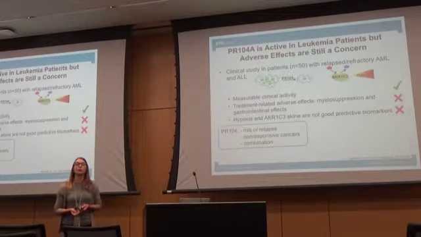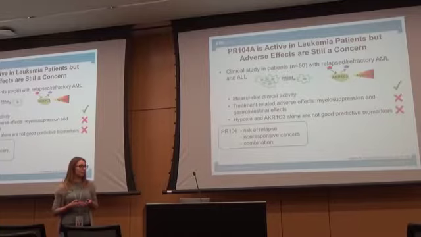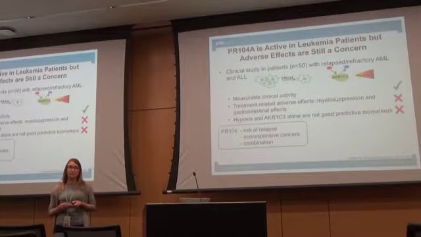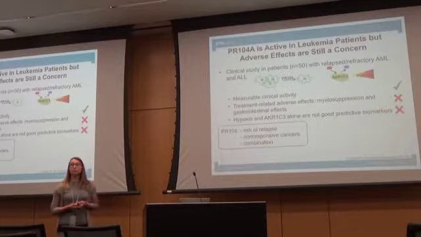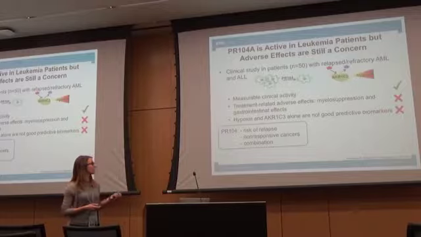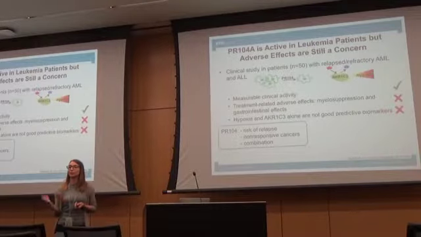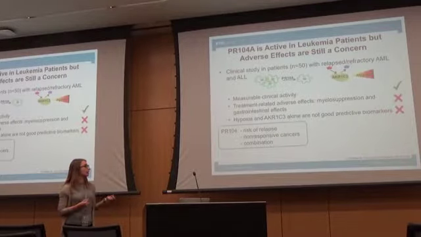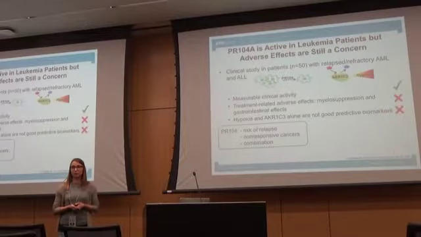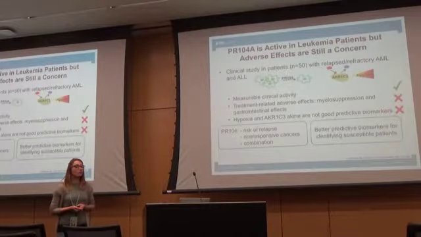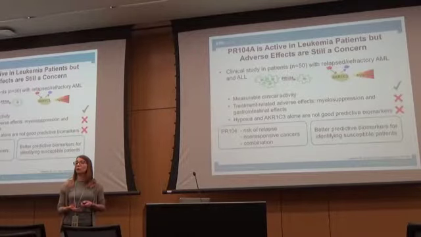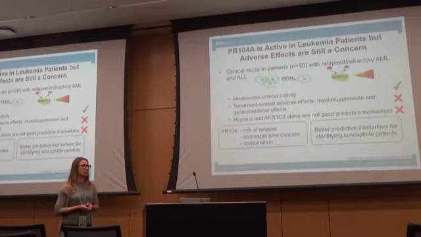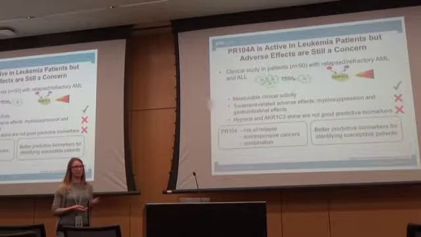Therefore, the main conclusion of that study was that PR104 should be used just in case of risk of relapse, in case of non-responsive cancers, so in case the available therapies are not working, or in combination with other drugs. As well, another conclusion was that there is a need of better predictive biomarkers of susceptibility for these patients.